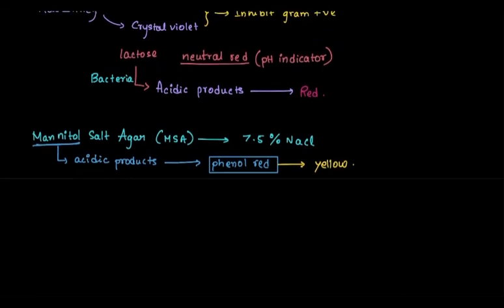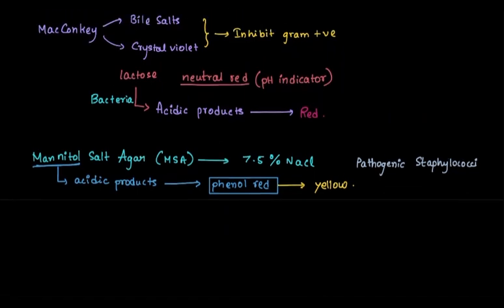And you can grow any kind of pathogenic staphylococcus. So Staphylococcus aureus, you can grow in this mannitol salt agar, because the pathogenic staphylococci are resistant to this high salt concentration, and they can grow very well in it.